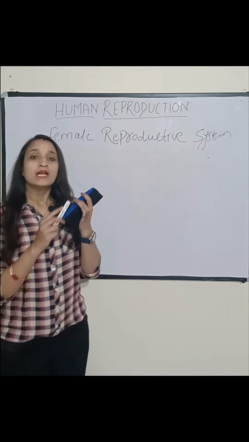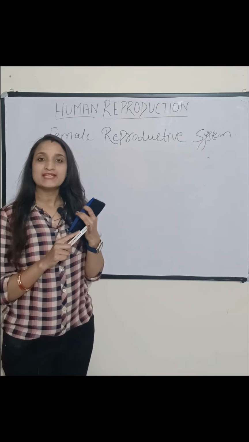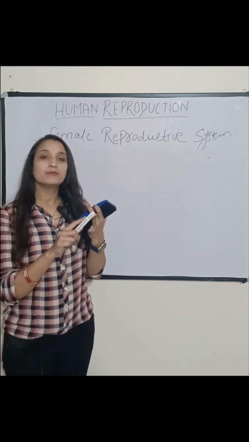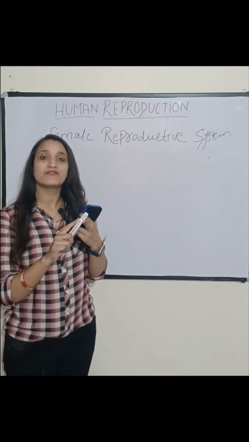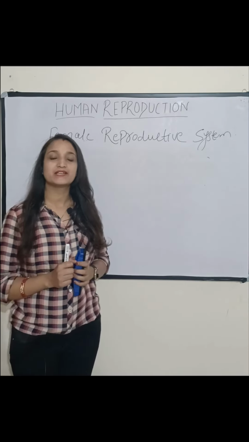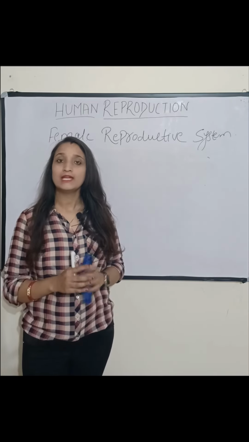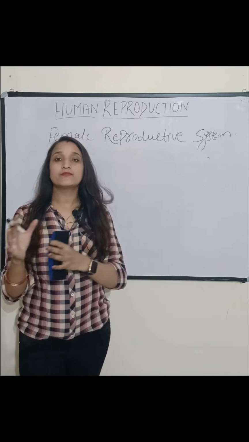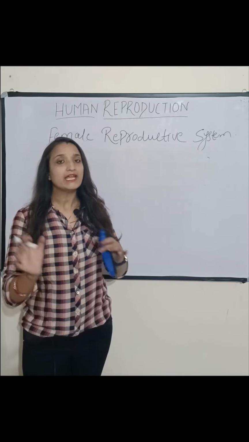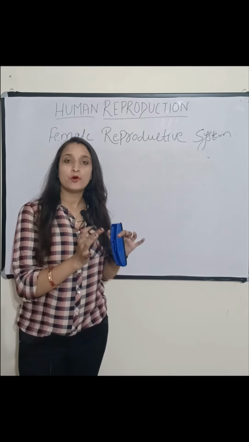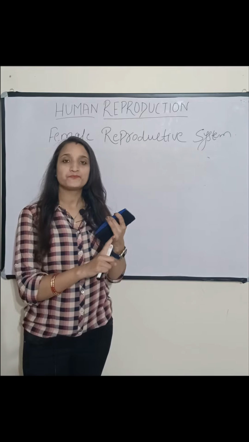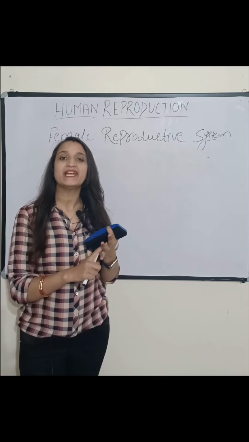It includes number 1, a pair of ovaries along with the pair of oviducts or fallopian tubes. Number 2, cervix. Number 3, vagina. Number 4, uterus. And number 5, external genitalia. Now these parts along with the pair of mammary glands are integrated structurally and functionally to support the process of fertilization, ovulation, pregnancy, child birth and care.